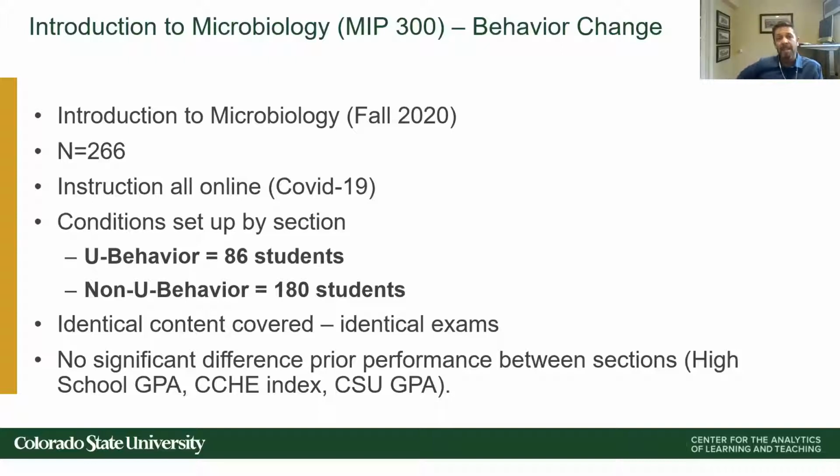And we set up two conditions. We went through IRB and got approval to do this experiment. We set up two conditions which were section-based, so there are actually 3 sections of microbiology. And so we had a U-behavior section, which had about 86 students in it. And then we had a non-U-behavior condition, which was two sections and ended up being about 180 students.